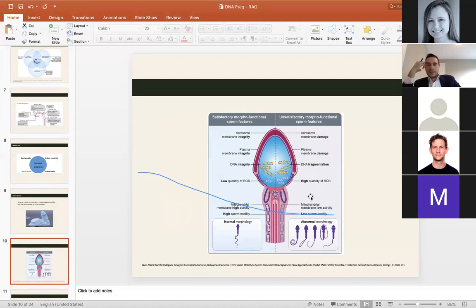This is a nice slide that summarizes all the functional tests of a sperm. So we have multiple elements here, it's a bit scientific, but just to mention them: acrosome integrity, plasma membrane integrity, reactive oxygen species. But we're going to focus here on DNA integrity. DNA integrity means how intact is the DNA, how good is the DNA for it to fertilize an egg properly and make a healthy and good quality embryo.